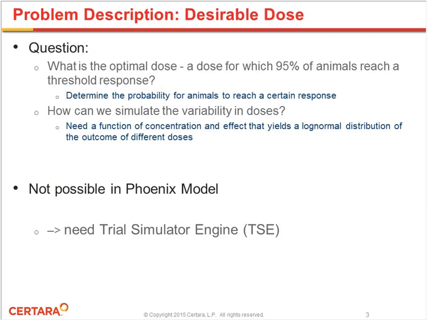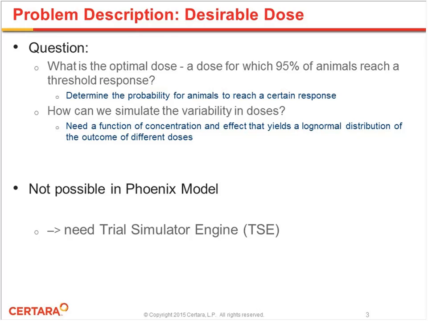What would be a convincing argument? Perhaps if you can find an optimal dose, a desirable dose, but what could that be? Perhaps a dose for which 95% of all animals will have reached a particular threshold response. So what you would need to do is to calculate the probability for animals to reach a certain response. But how can we simulate the variability in doses?